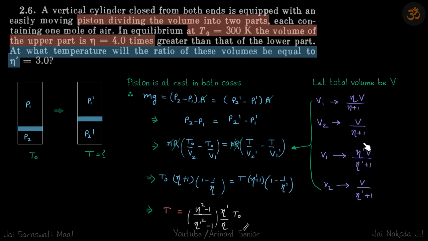Similarly, for the eventual condition also, we'll write these two equations. And now we are going to replace V1, V2, V1 dash, V2 dash by these quantities. So V will get cancelled out everywhere and we will be left with this equation, where our only variable is T. So we just solve that and get our answer.